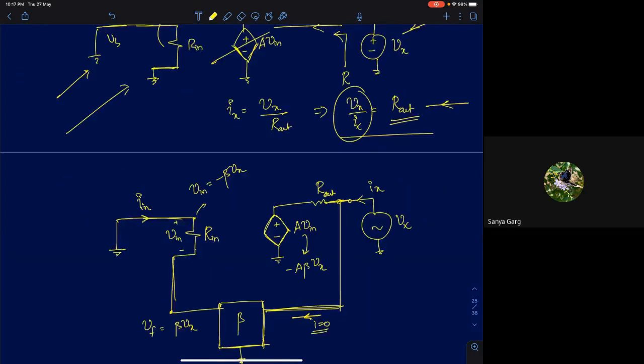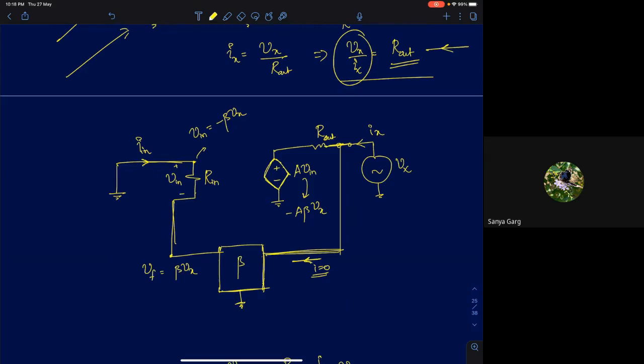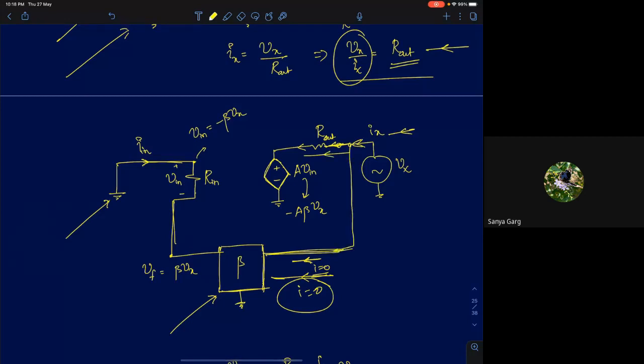Now we'll see what happens to the output resistance in closed loop. Once I short circuit this node here, remember this feedback network is not loading the open loop amplifier. So still these conditions hold true. No current is flowing through this feedback network. I here is 0, which means this current Ix, can I say it's entirely flowing through R out? Whatever current Ix is being drawn out of this amplifier, it's entirely flowing through R out. No part of it flows through the feedback network because we have already assumed that this feedback network is not loading it, because I is 0.